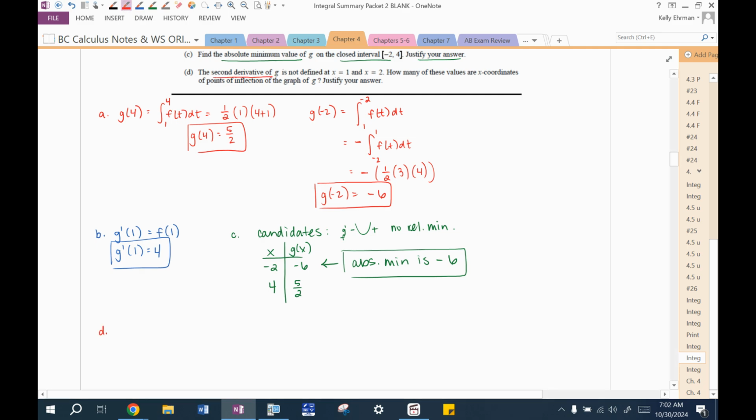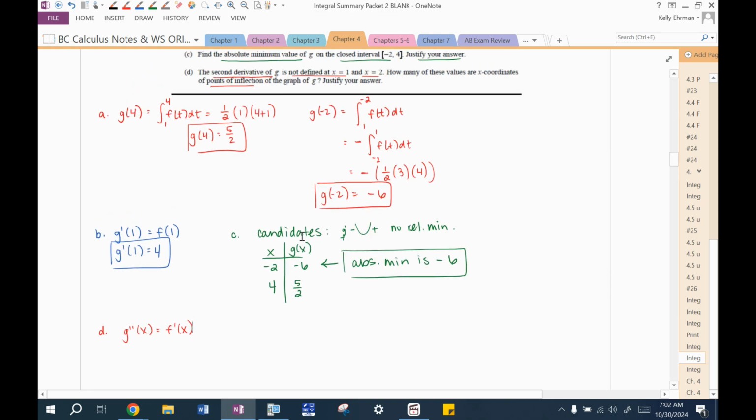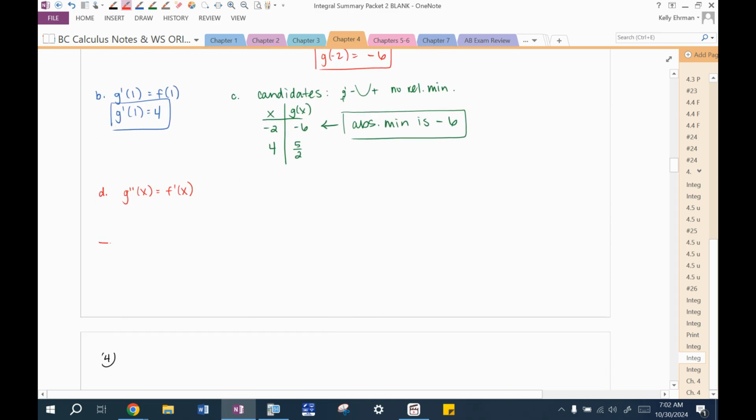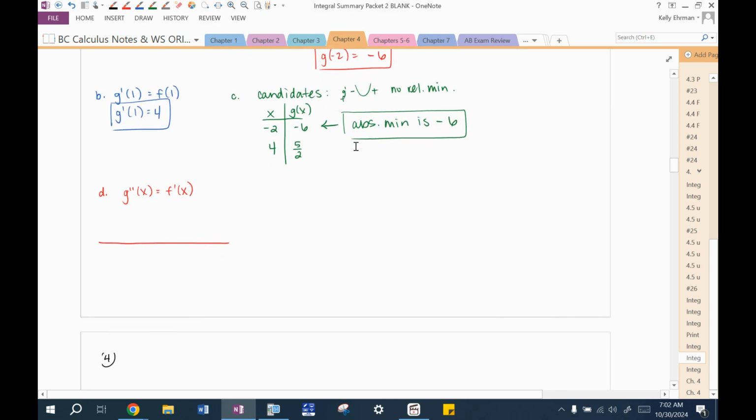All right, and then part D. The second derivative of g is not defined at 1 and 2. How many of these values are x-coordinates of points of inflection on your graph? So the second derivative, g double prime of x, is equal to f prime of x. And we're looking for where g double prime changes sign. So if you want to make a little chart for yourself, you can. 1 and 2.